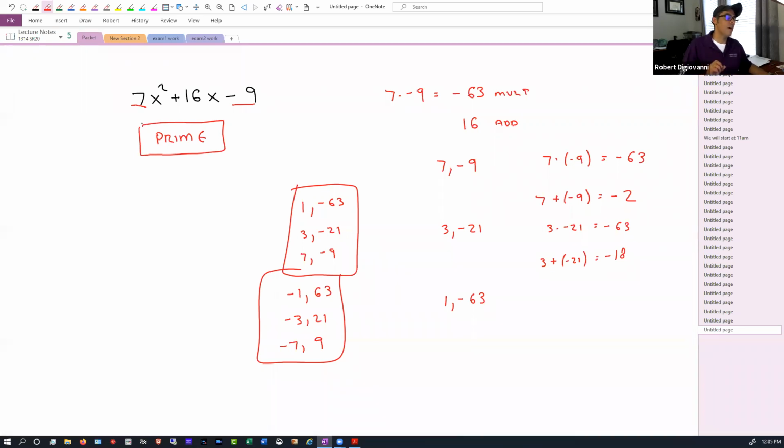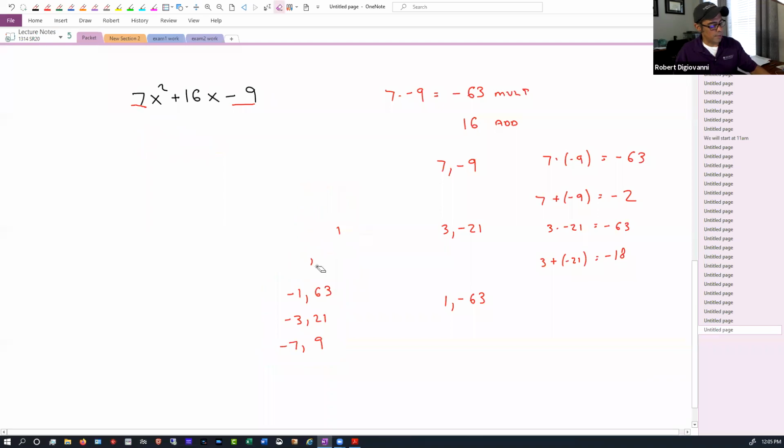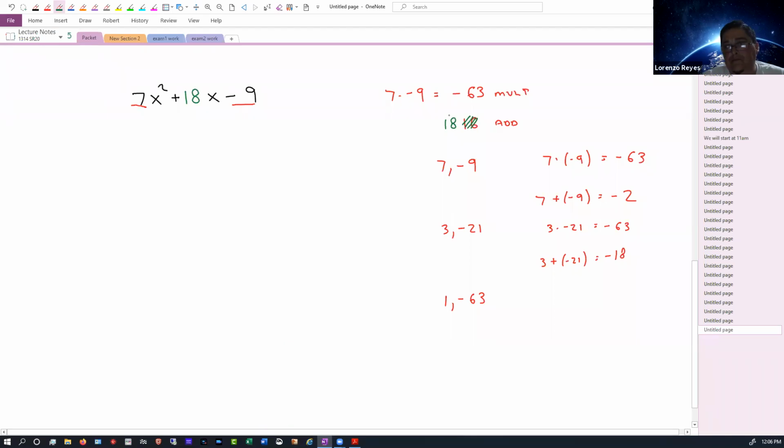Now, I want to change the problem so that we can work it. I'm just going to change that positive 16. I'm going to do it in a different color so you know I changed it. I'm going to make it positive 18 instead. So all that would change over here is that instead of needing it to add to be 16, we need it to add to be 18 now, right?